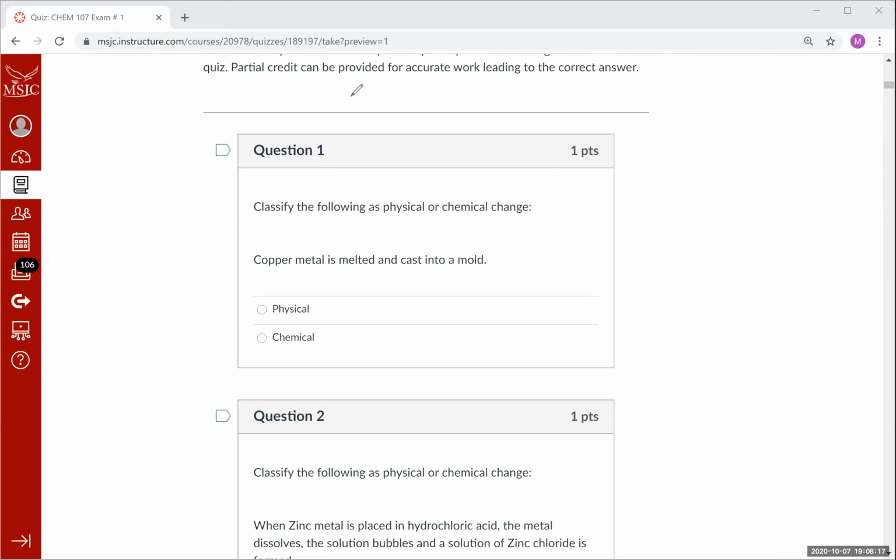Let me break out the annotate feature. The annotation won't be as clean since it's not in OneNote, but the benefit is that we can directly look at what you'd see on Canvas. So we're looking for a physical or chemical change. So copper metal is melted, okay? Melting. So we're going from the solid to the liquid phase.